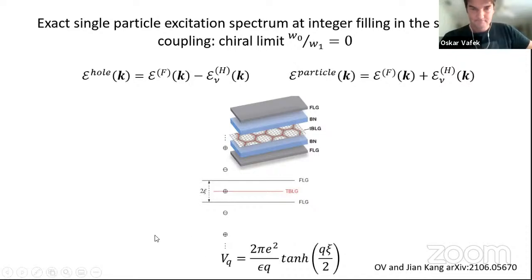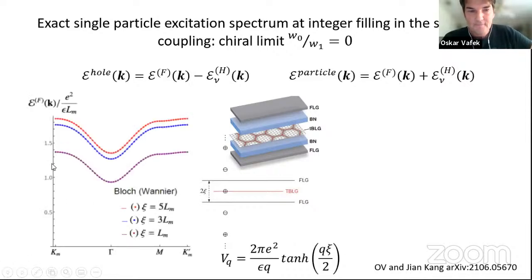Okay. So I'm going to plot the dispersion contribution from the exchange term first on the left, that's shown over here, as a function of the distance of the metallic screening layers to the twisted bilayer graphene.